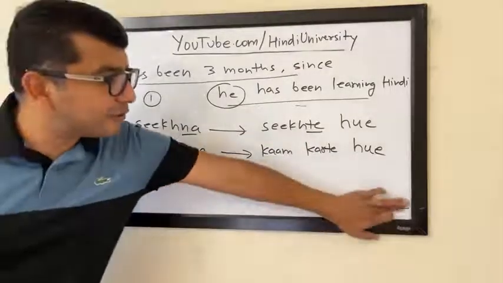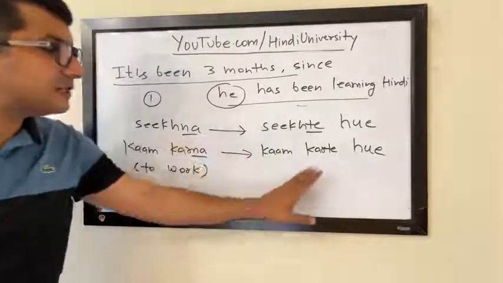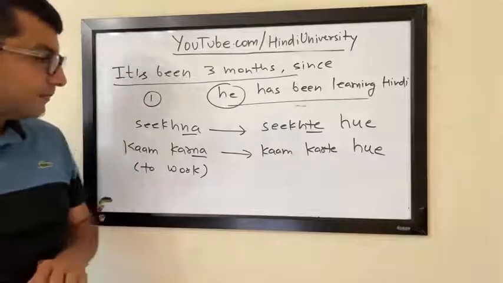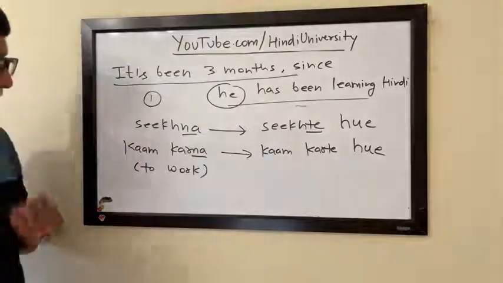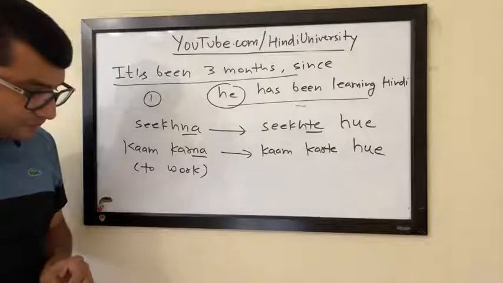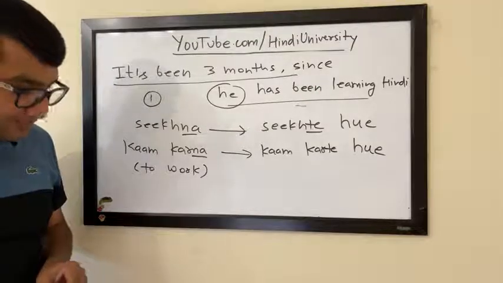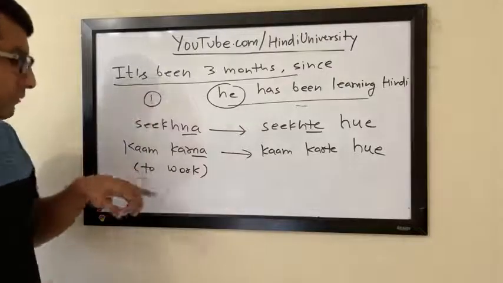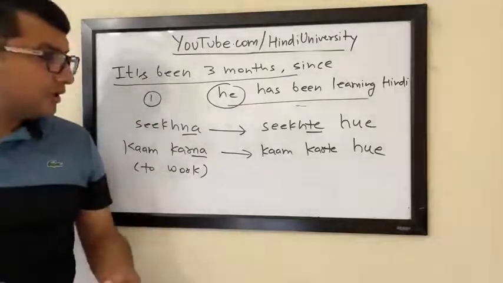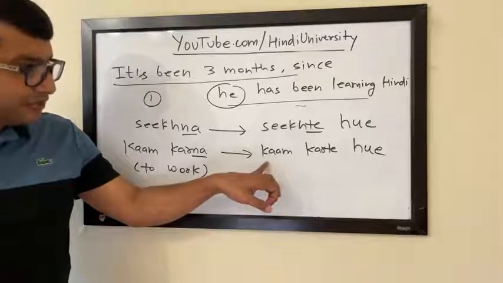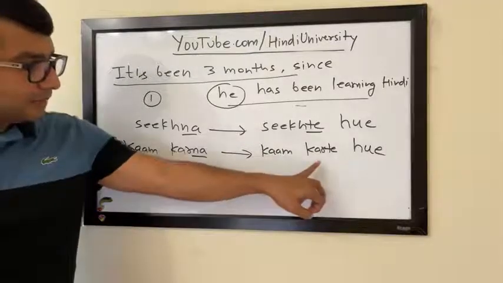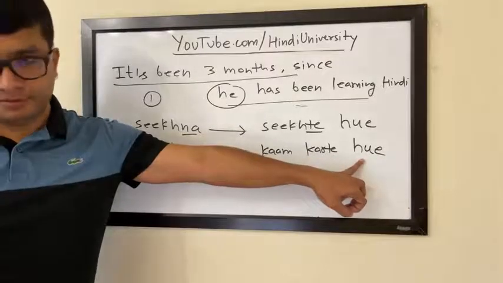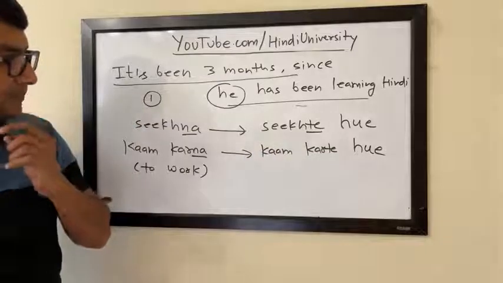The same sentence, if you have to say, it's been 3 months since he's been working. How will you say the same sentence? It's been 3 months since he's been working. 3 महीना काम करते हुए. Okay. वह becomes उसको. So finish it up. उसको काम करते हुए. I'm a little confused.